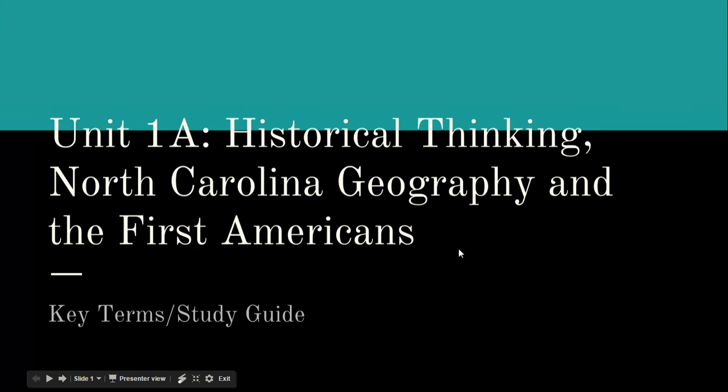Okay. The next presentation is going to be our study guide or a list of key terms that we'll use for the first test, first unit of quarter one. I'm going to call this 1A. It's historical thinking, North Carolina geography, and the first Americans.